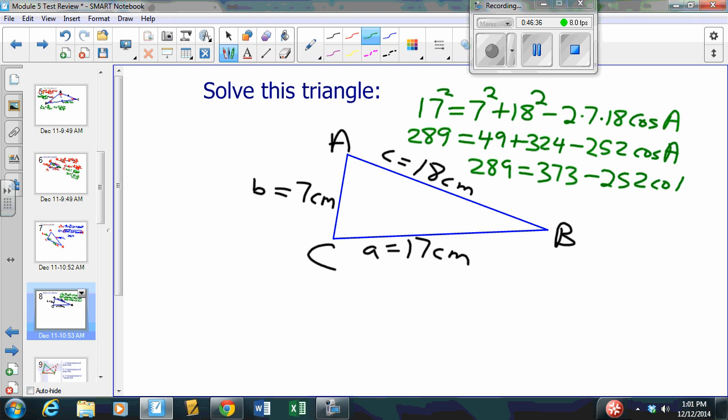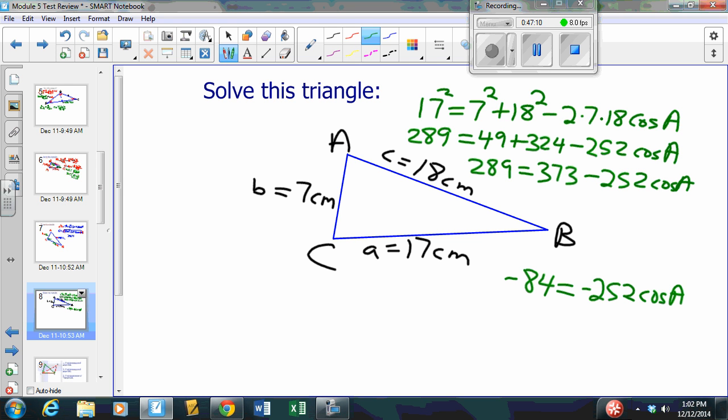This is where most people end up making that mistake right here. They're tempted to subtract those two. But you can't yet because we got to times this one by a cosine first. So let's start getting things to the other side. What would I get to the other side first? Minus 373 from both sides. So everybody minus 373 from 289, what do you get? Negative 84 equals negative 252 cosine of A.